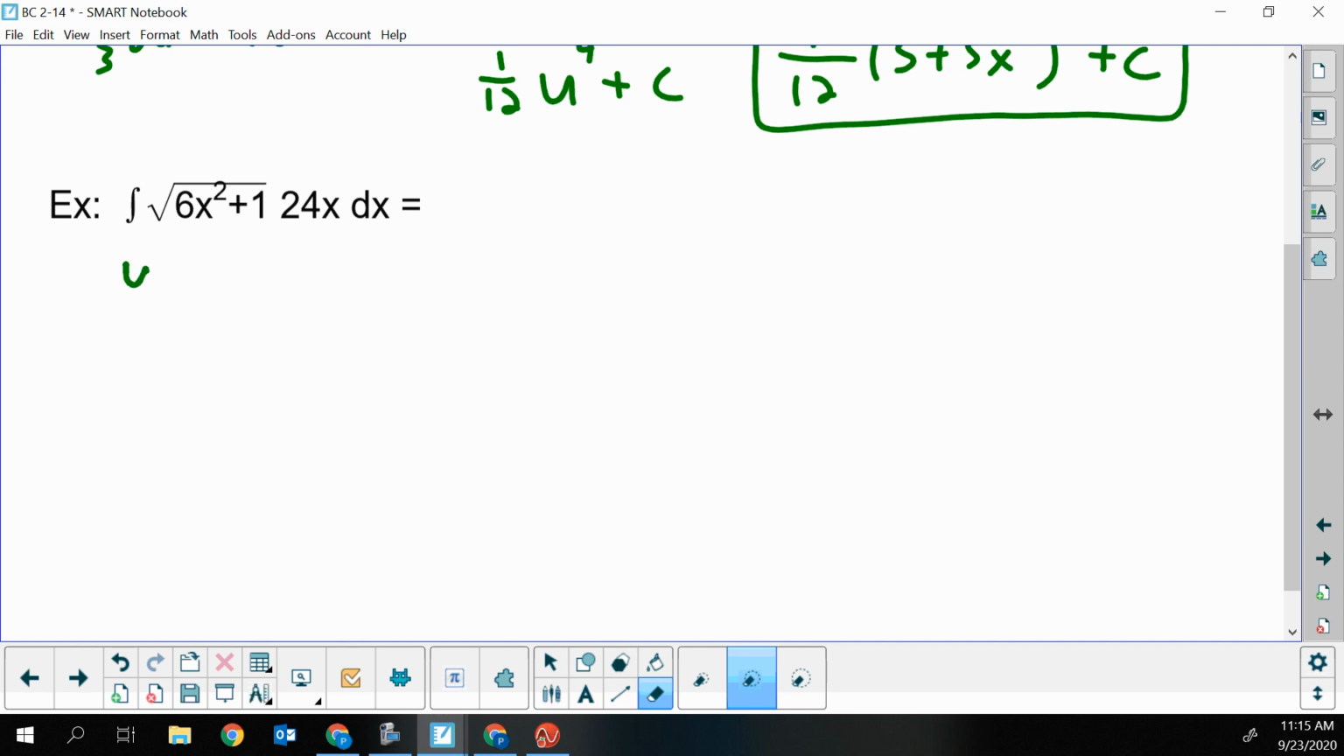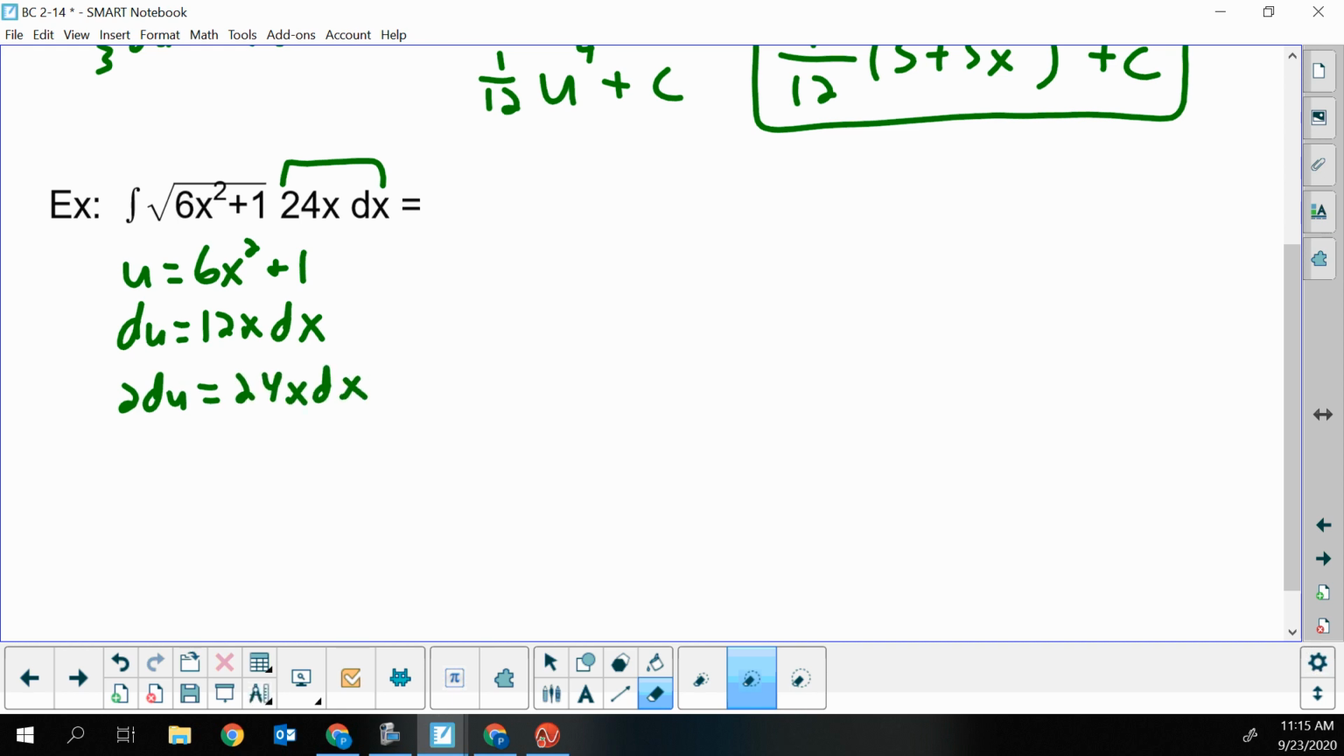Here, our function inside the function is the 6x squared plus 1. So du equals 12x dx. We're off by a factor. We've got to multiply both sides by 2 to get it to match up with our leftover stuff. So we'll have 2 du equals 24x dx. So we'll stick the 2 out front. We'll have our du at the end. And then our u is just going to be raised to the 1/2 now because of the square root.